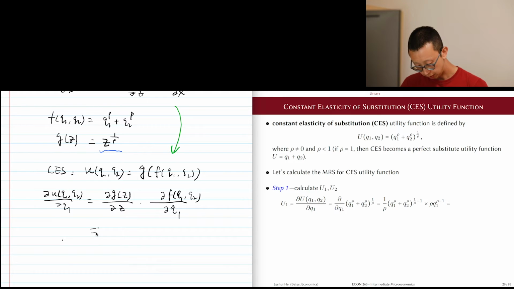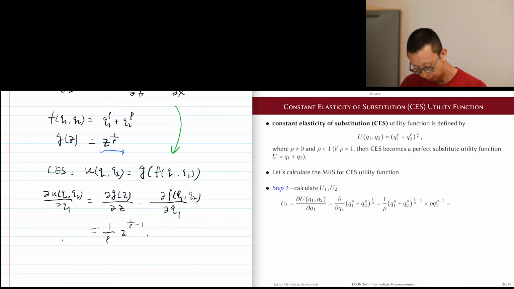The derivative of the outside layer function, z raised to the power of 1 over rho, is very straightforward. Again, if you see z as x, it's just the power rule. The power of 1 over rho comes down, and the power on z becomes z to the power of 1 over rho minus 1. And then we're going to multiply by the derivative of z, which is f of q1 and q2, with respect to q1. What is that?